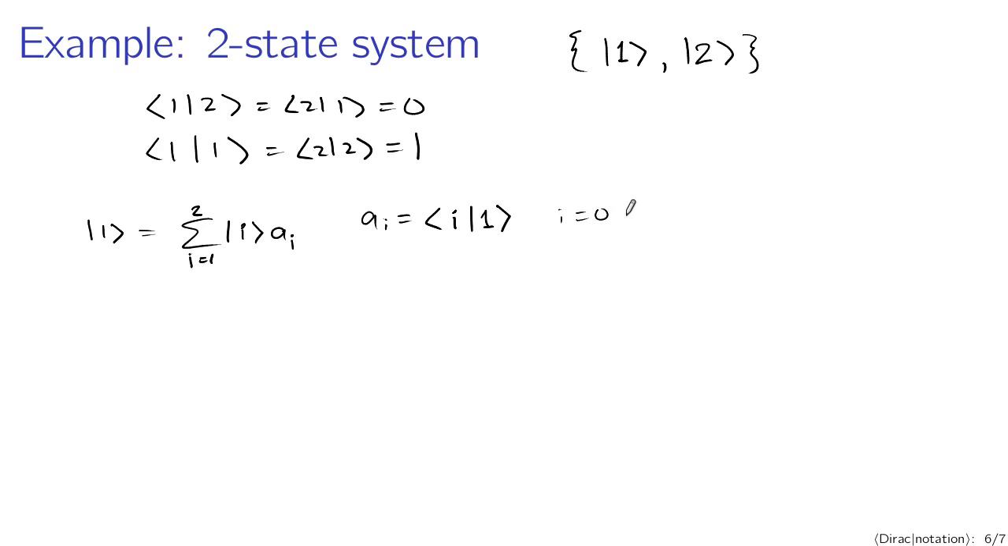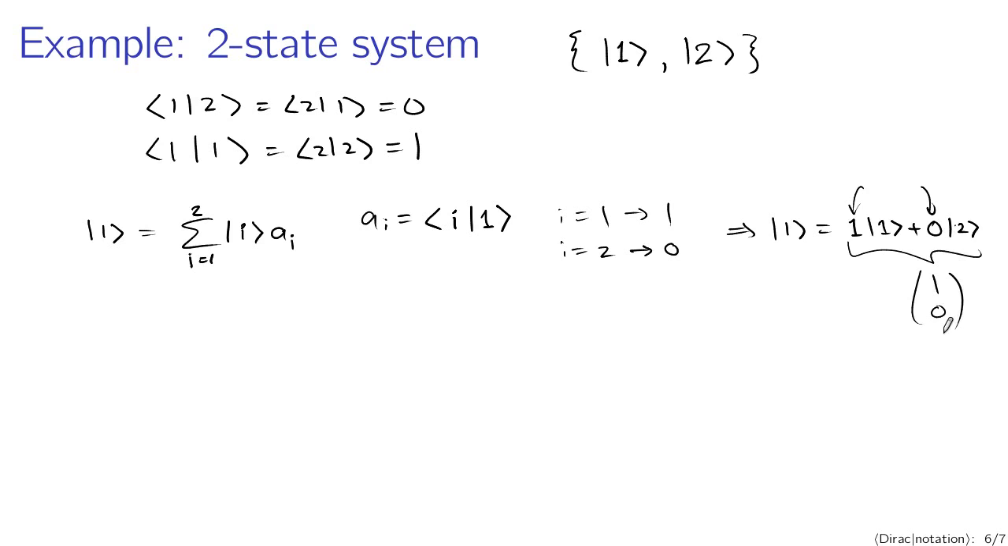So if i is equal to 1, this is going to be 1. If i is equal to 2, this is going to be 0. So my representation for this state, no surprises here, is just |1> is equal to 1 times the state |1> plus 0 times the state |2>. Now it's this 1 and 0 that I'm interested in, and expressing this in a basis is kind of silly to use the vectors in its own definition. So really, let's write this as the column vector (1, 0).